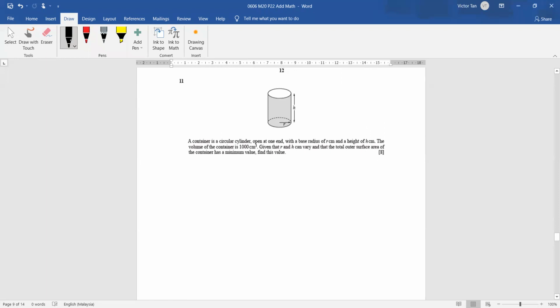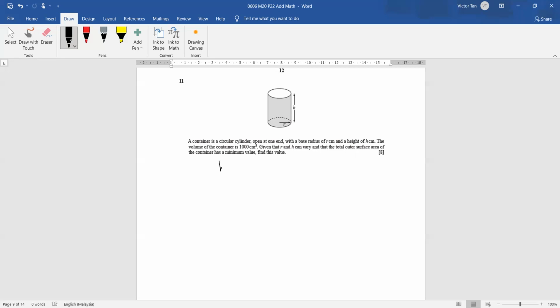A container is a circular cylinder open at one end with a base radius of r cm and a height of h cm. The volume of the container equals 1000 cm cubed. Given that r and h vary and the total outer surface area of the container has a minimum value, find this value. So this is a question of optimization using calculus.